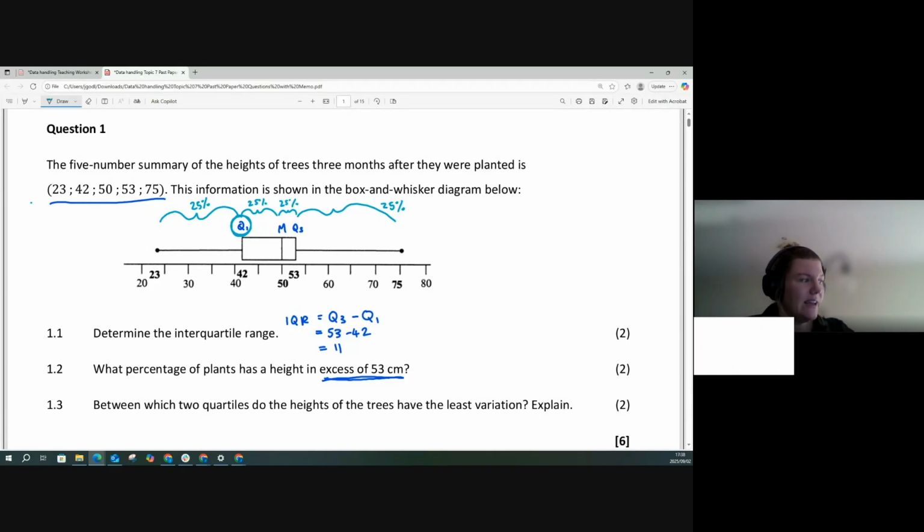So if we're saying what percentage of plants is greater than 53, it's 25%. And this is a question that comes up often, and it tricks people because they look at the distance and they think it can't be the same. But remember, it's always 25% in each of those. And now I hope you never fall for that trick again.